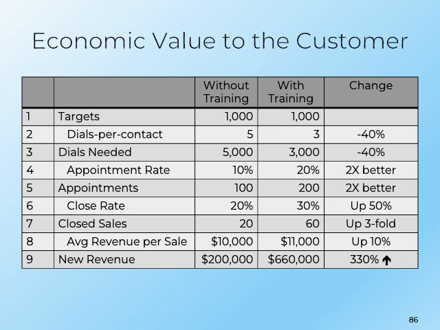In this case, as you can see, because of other improvements brought about by the training earlier in the process, they're working with 200 appointments instead of 100. So that 30% close rate results in 60 new sales instead of 30. But it's that coefficient, that close rate, that we're most interested in this case. That's the thing, along with dials per contact on line 2, the appointment rate on line 4, and the average revenue per sale, that our cold calling training can impact directly. And that can change how well their sales function works.